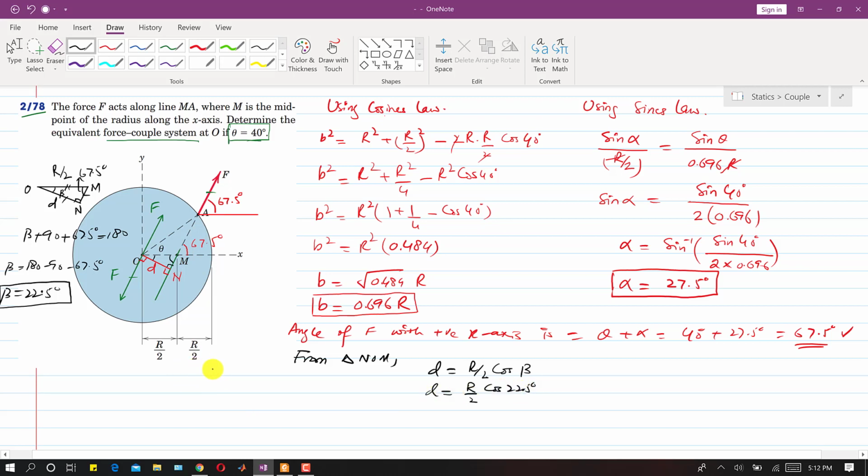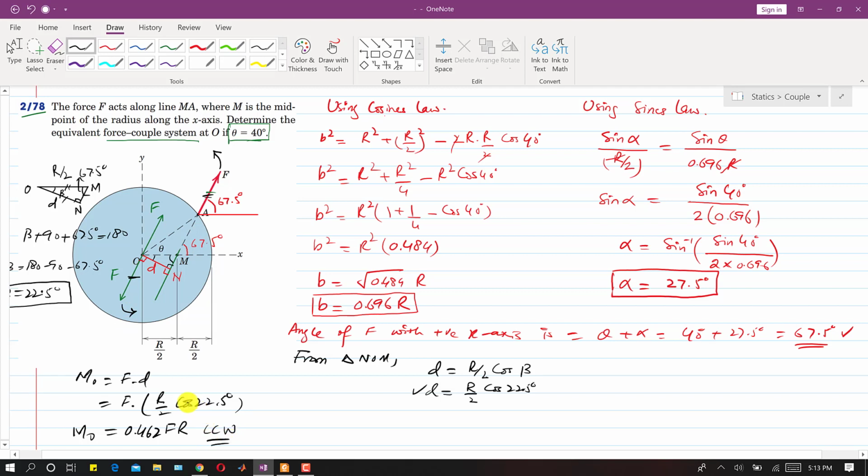So now to find the moment at point O, the moment at point O will be equal to F into that D, right? So F into D, so this is the D, right? So we will write this as R by 2 cos of 22.5 degrees, right? So this will be equal to 0.462 F into R. So this is the moment at point O, right? And if we see, this moment is produced by this force and this force. So as we can see, this is producing a counterclockwise moment. So we can write counterclockwise.